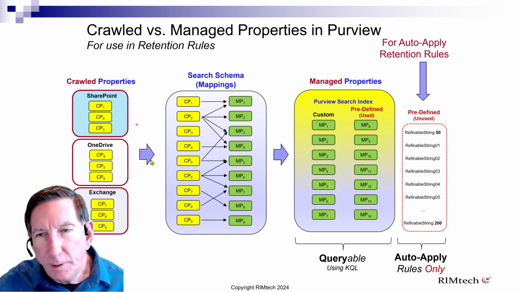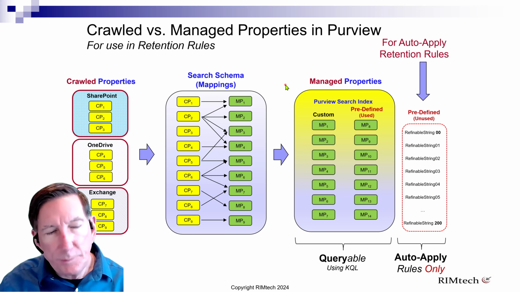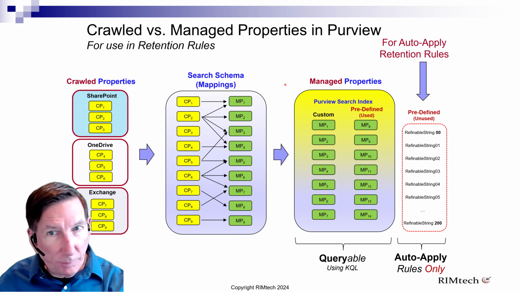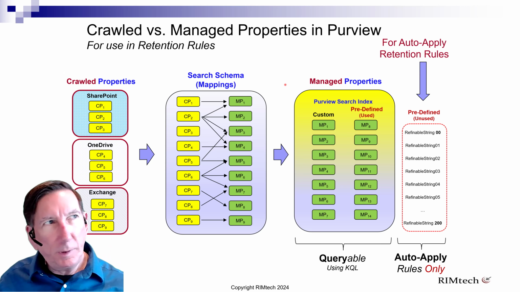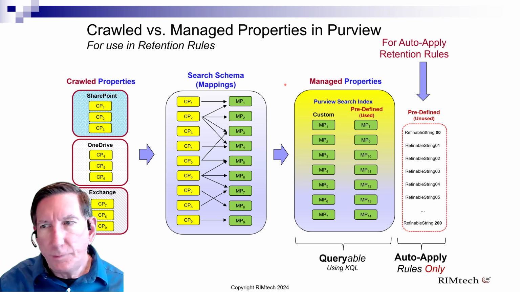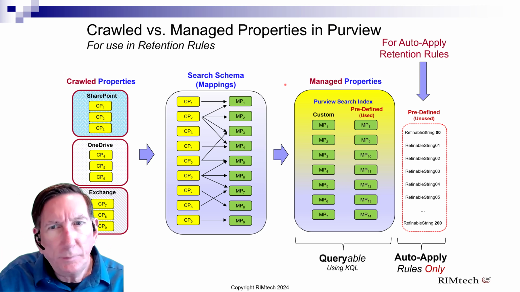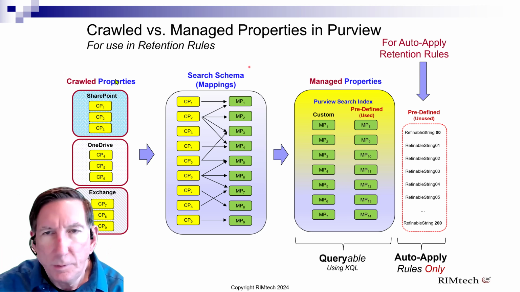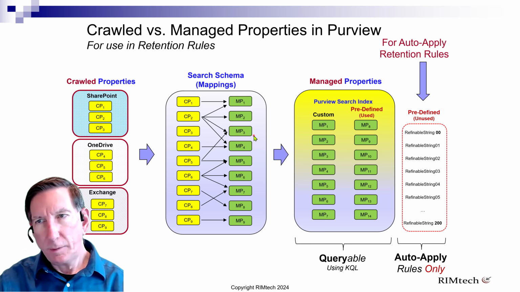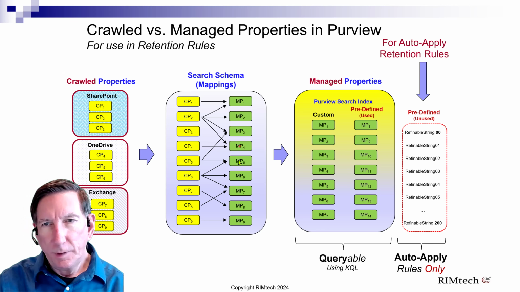Now, the problem is that Purview is set back from all these 10 Microsoft products. I'm only showing 3 here, but it works on all 10. So it has to search on all 10, and all 10 products are completely different from each other. So what they do is they take all of these yellow crawled properties, put them in a blender, press puree. Out of the blender comes managed properties.